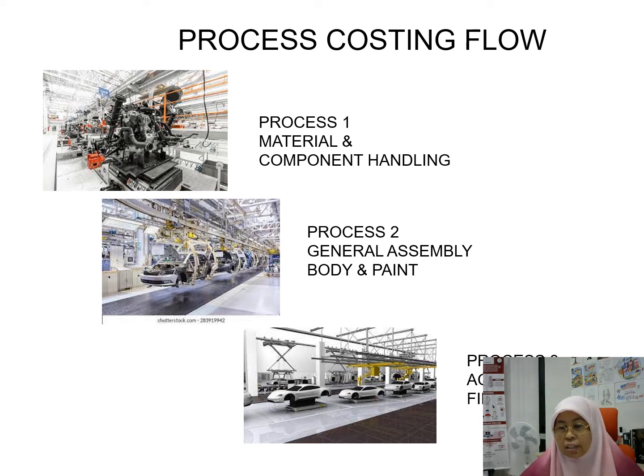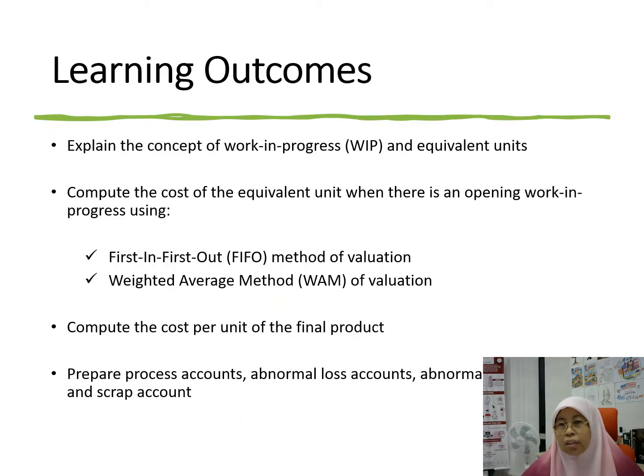In the previous lessons we already learned the features of process costing and the types of losses, which are normal loss, abnormal loss, and abnormal gain.